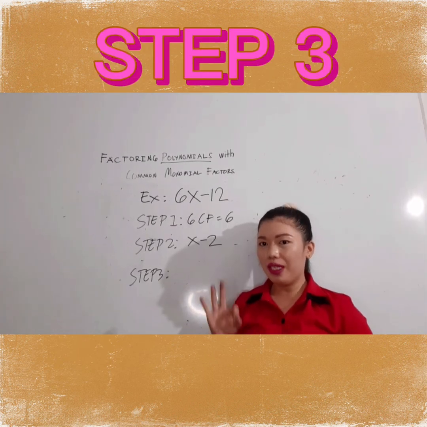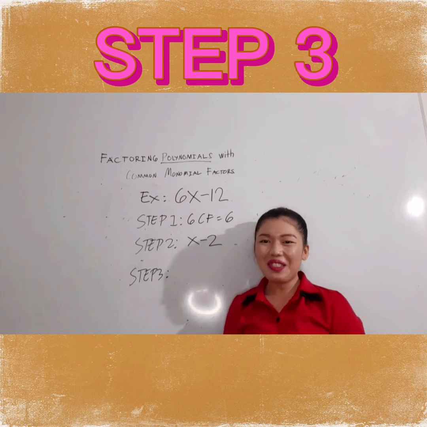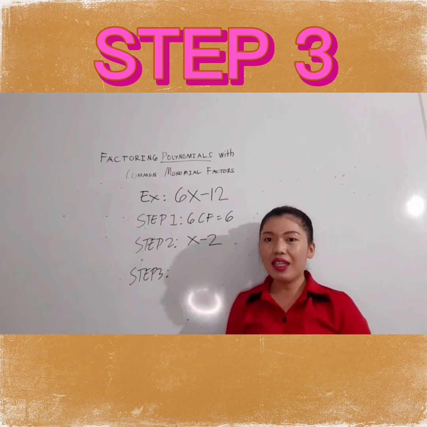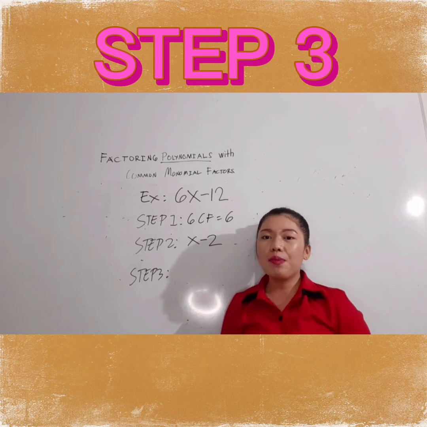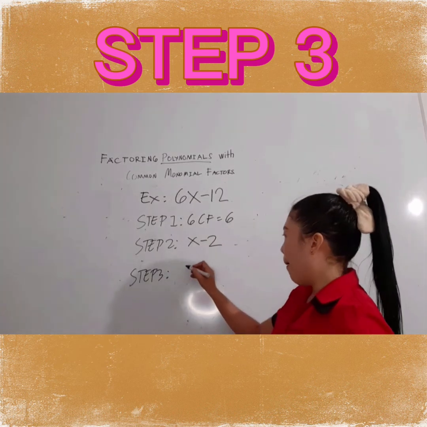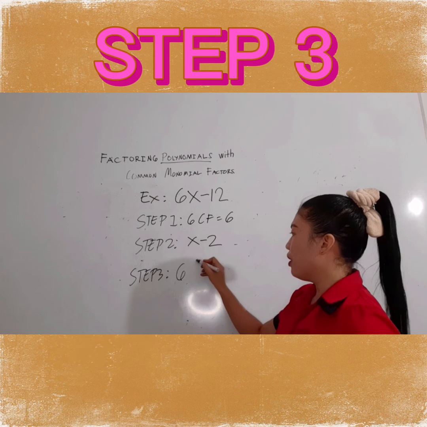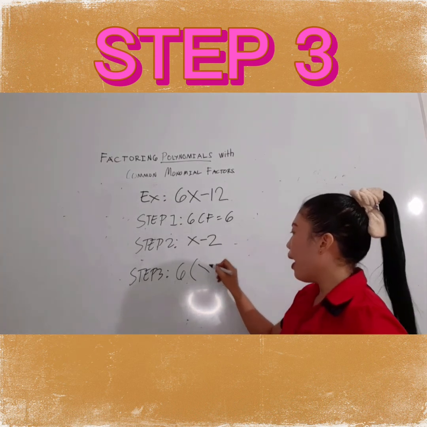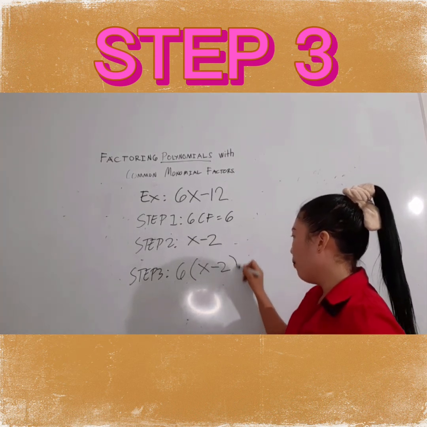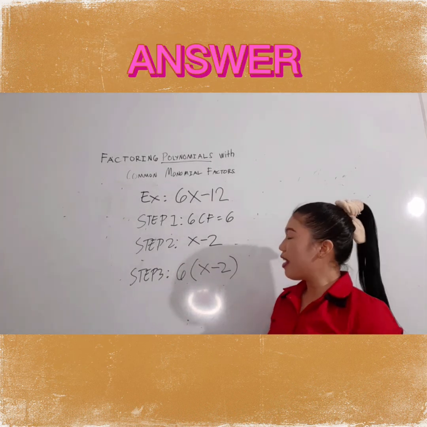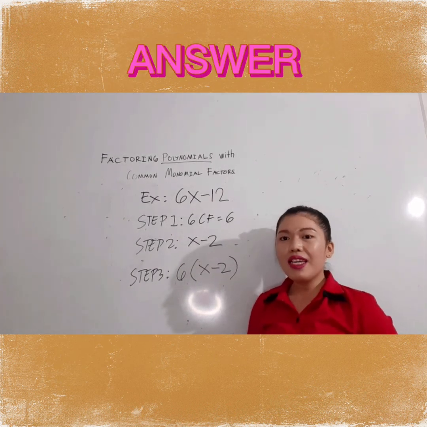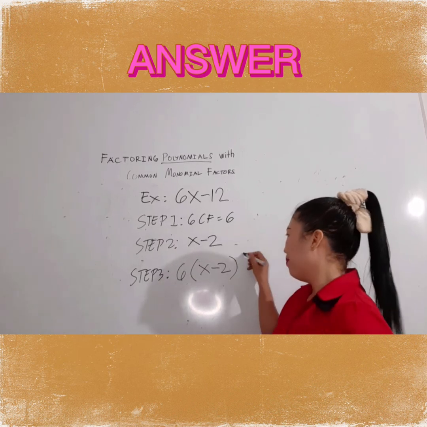Our step 3. Yes, very good. Combine. Combine step 1 and step 2 as a product. So we have 6 as our GCF times x minus 2. So the factor of 6x minus 12 is 6 times the quantity of x minus 2.